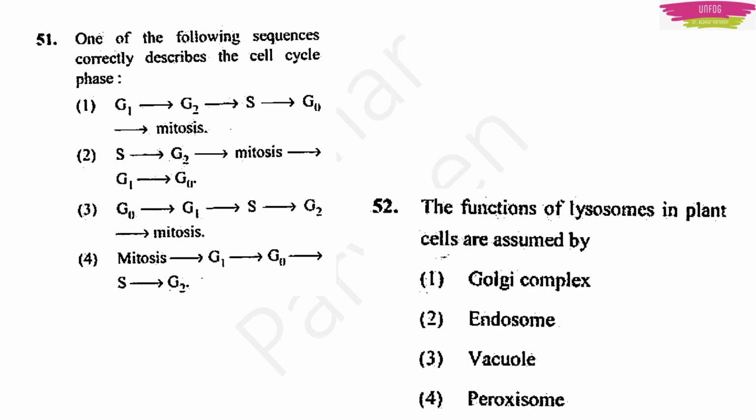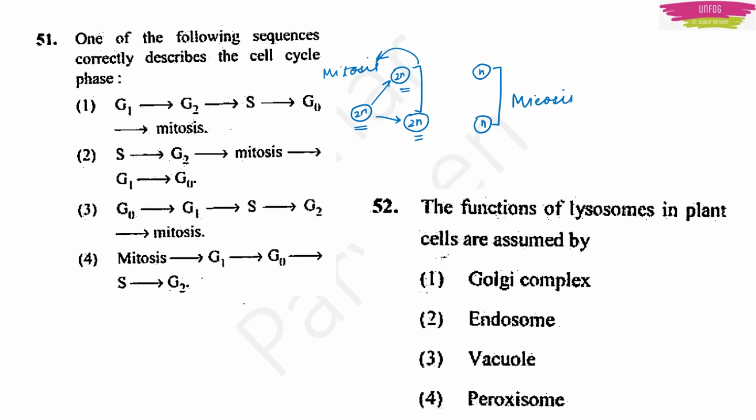The next question is, one of the following sequences correctly describes the cell cycle phase. If we take a quick look at these 4 options, we realize that it is talking about mitosis, right? So, what happens in mitosis? We have one parent cell which is diploid, and this will give rise to 2 daughter cells which are also diploid, okay? But in meiosis, what happens? This diploid parent cell will not give rise to diploid daughter cells, but it gives rise to haploid or N daughter cells. This case is for meiosis. And this is for mitosis.